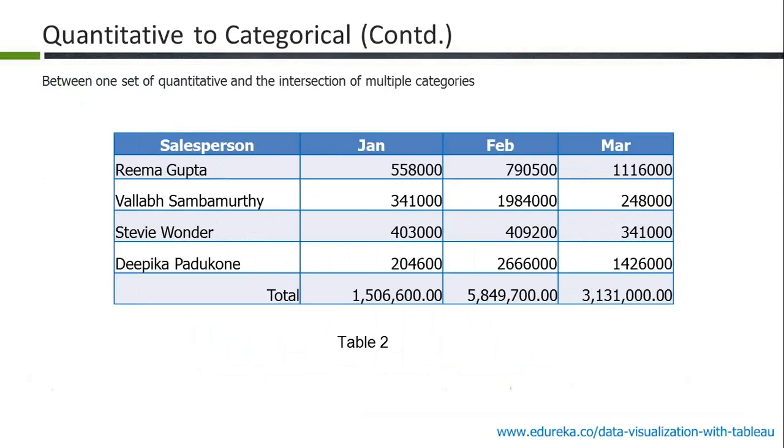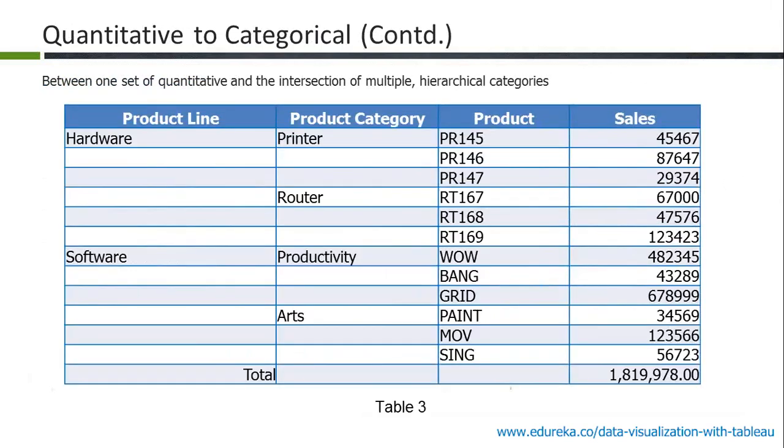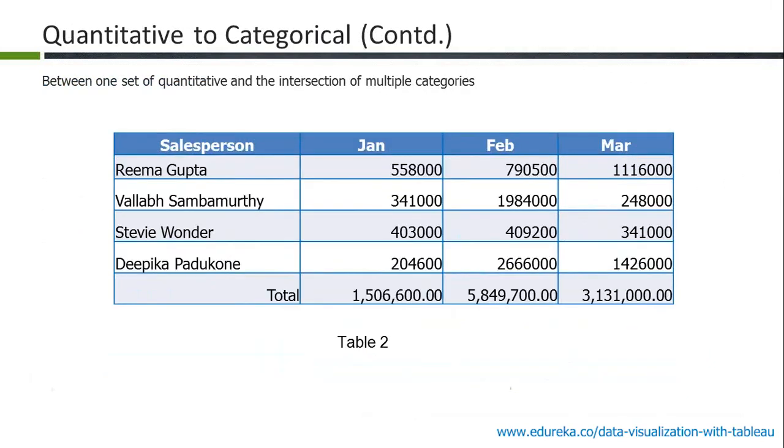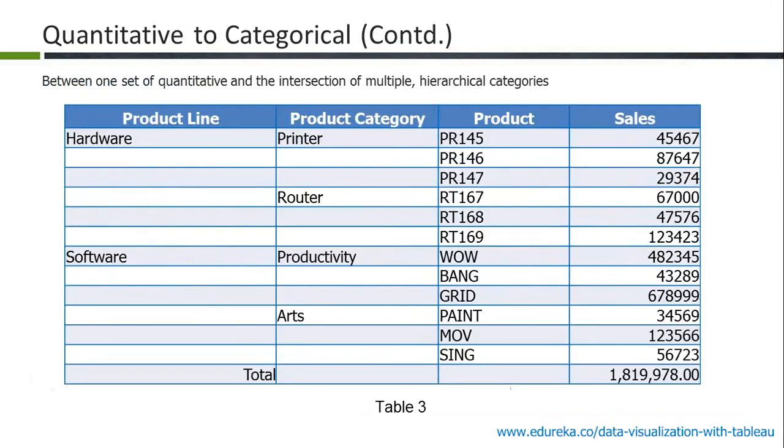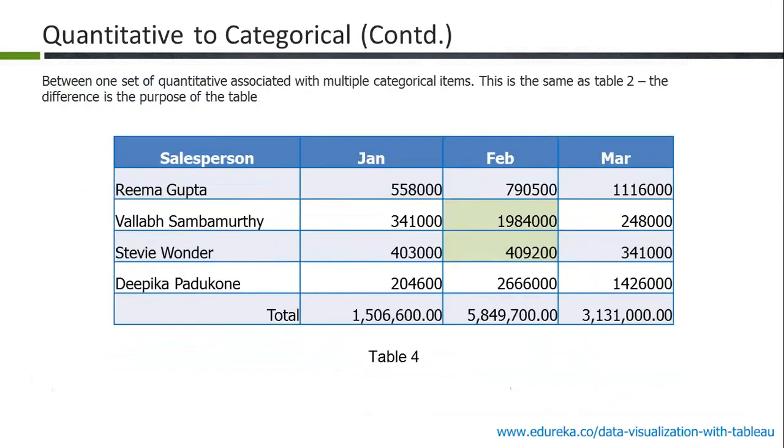Now what I have done, I have created a few more parameters. So between one set of quantitative and the intersection of multiple categories, this is again quantitative to categorical, but multiple quantitative to one single categorical. Similar one, but if that was cross section, this is in a hierarchical form. Qualitative to qualitative to qualitative to quantitative.